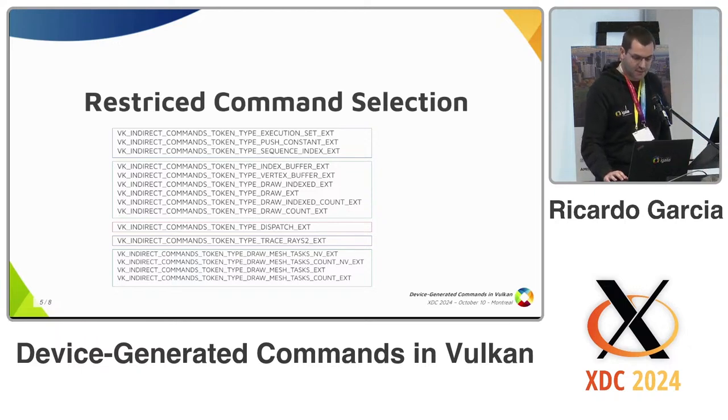There's general stuff like push constants, stuff related to graphics like draw commands and binding vertex and index buffers, and stuff to dispatch compute and ray tracing work, and that's it basically. And moreover, to make things even simpler, each layout must have one token that dispatches work, which is, I mean, draw, compute, or trace rays, but you can only have one of those, and it must be the last one in the sequence. So that makes it even simpler.